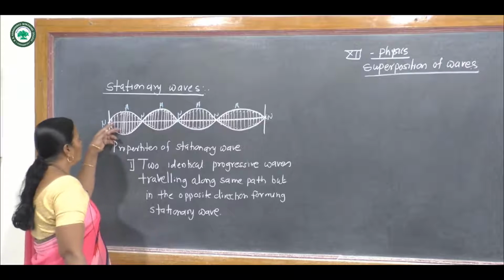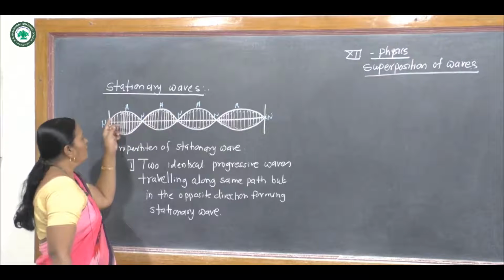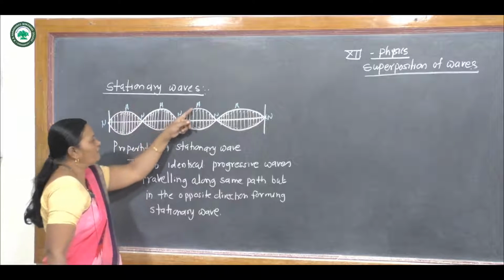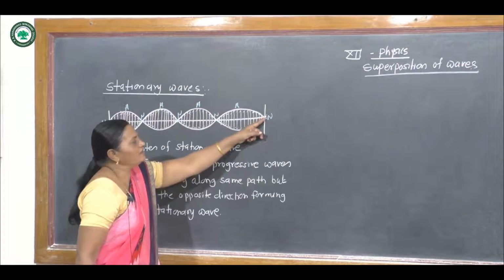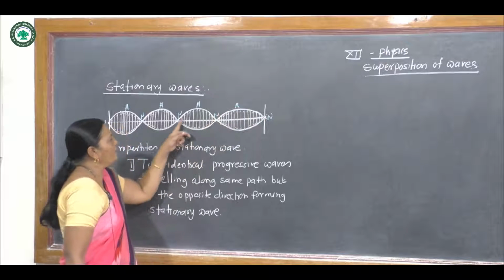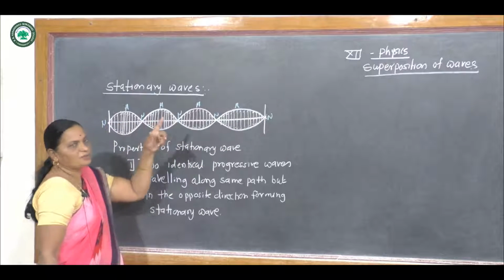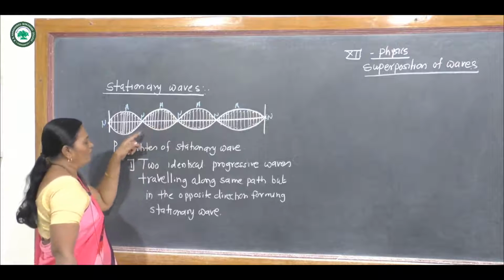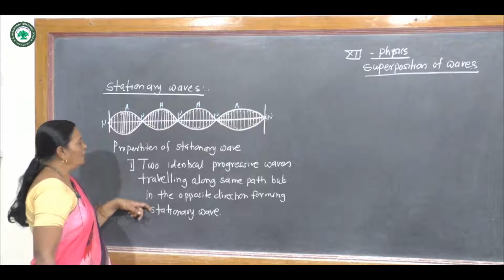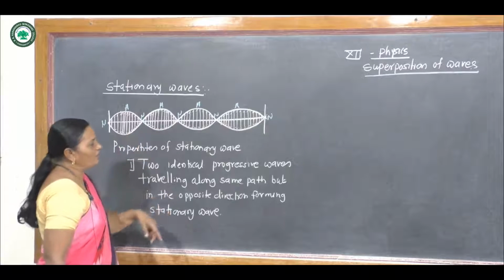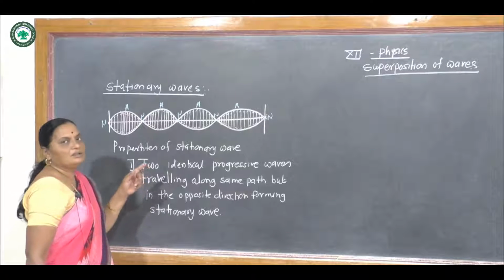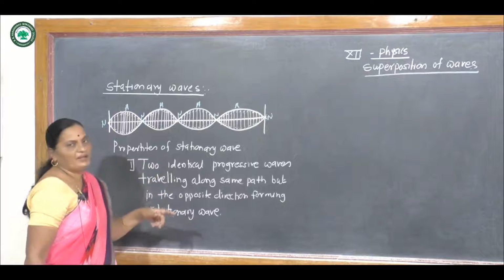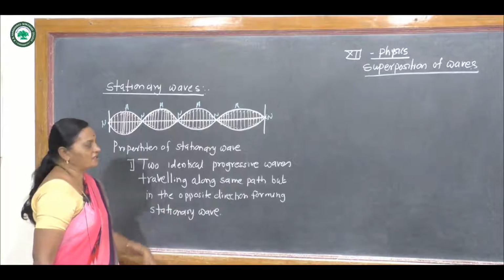Now see, there are two progressive waves. Suppose this is one progressive wave and it is incident here on the denser medium. It is reflected back and interferes with the incident wave by the superposition of waves, forming a stationary wave. Now, there are two types of stationary wave: the transverse stationary wave and the longitudinal stationary wave.